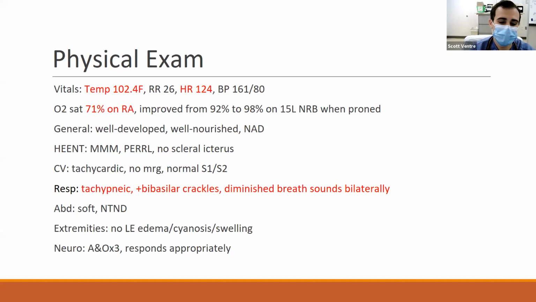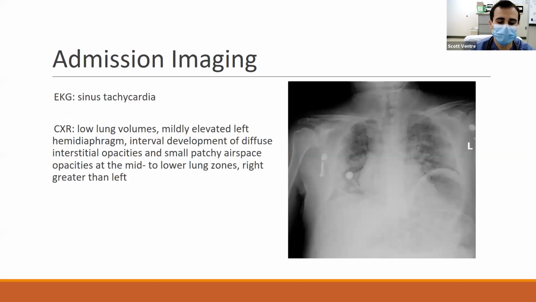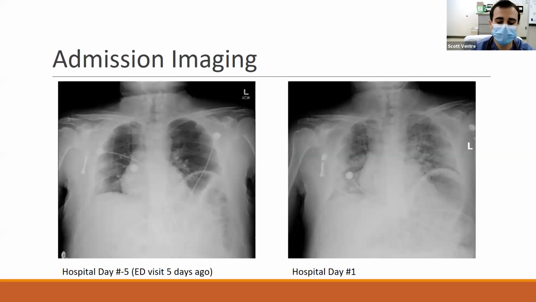In terms of his vitals on admission, he was found to be febrile, 102.4, tachycardic to the 120s, and quite hypoxic on room air, requiring early supplementation with both oxygen via non-rebreather as well as proning attempts. He otherwise was in no acute distress and was mentating well. In terms of his labs, CBC and BMP at the time of admission were within normal limits, but his inflammatory markers, including D-dimer, LDH, ferritin, and CRP, were markedly elevated. Chest X-ray on admission essentially showed an elevated left hemidiaphragm as well as development of diffuse interstitial and airspace opacities, which when compared to the X-ray from his ED visit 5 days prior are quite increased.